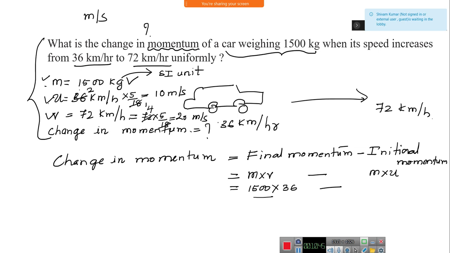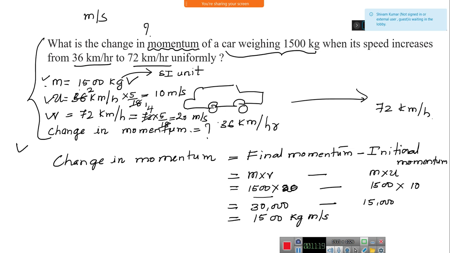Sir, v is 20, sir. Okay, v is 20, right, sorry. And this is m is again 1500 into u is 10. So keep calculating, make it fast. So this becomes 30,000 minus 15,000, so the answer will be 15,000 kg meter per second change in momentum.